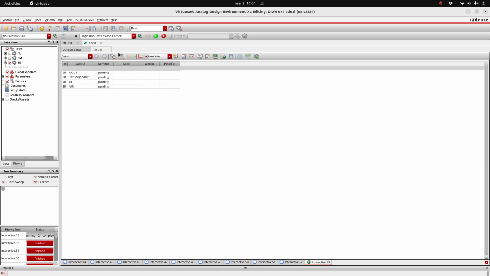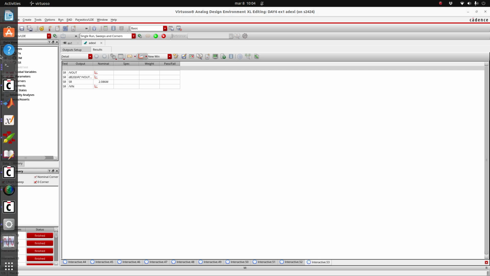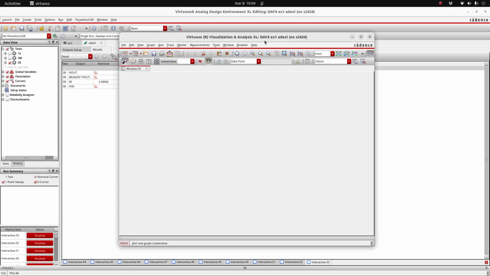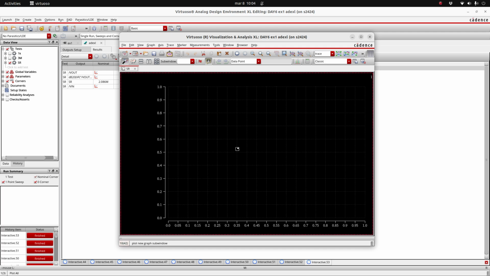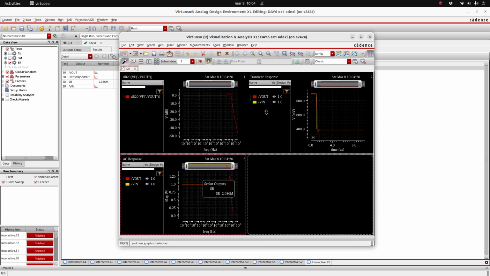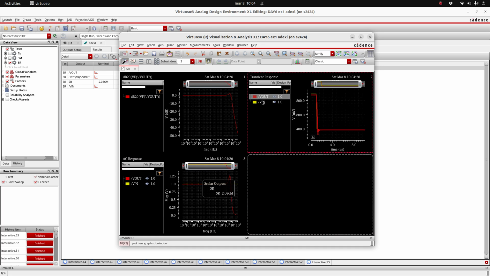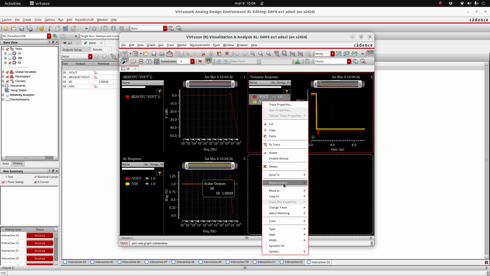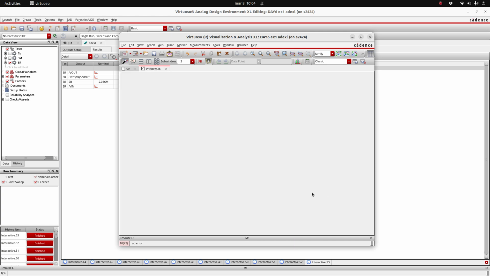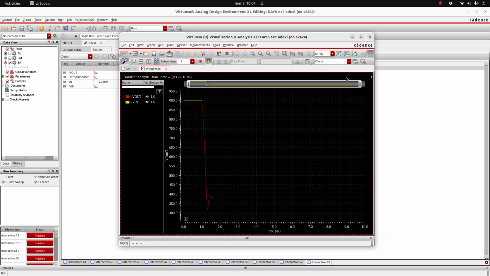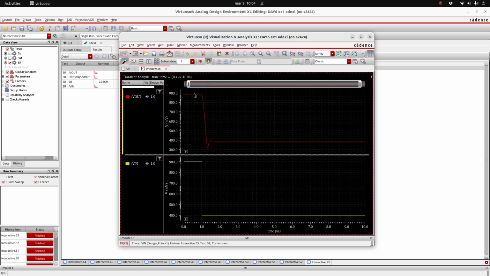So we're going to pass a very large step at the input. And then let's take a look at the simulation result. Okay, so let's send these two output signals to another window. And then we can see something very interesting here. This is the input signal, this is the output. So we have a very sharp step at the input. The output cannot follow very quickly.